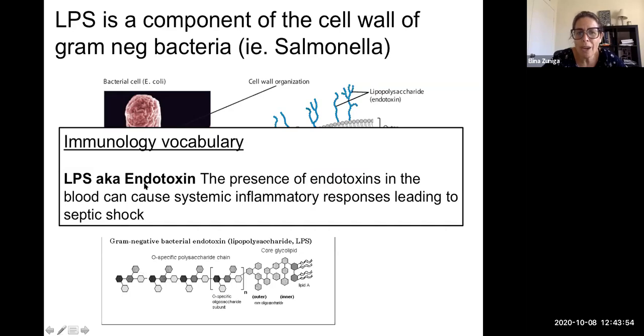LPS is also known as endotoxin, and the reason is that the presence of LPS, or this endotoxin, in blood circulation leads to systemic inflammation that can cause septic shock. And we will learn more about that with a dedicated slide for septic shock.